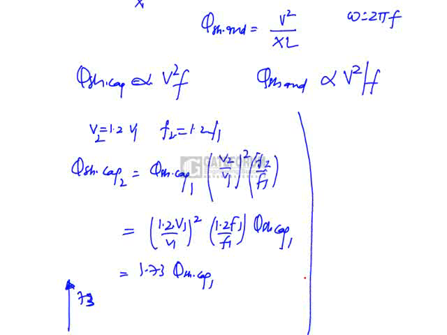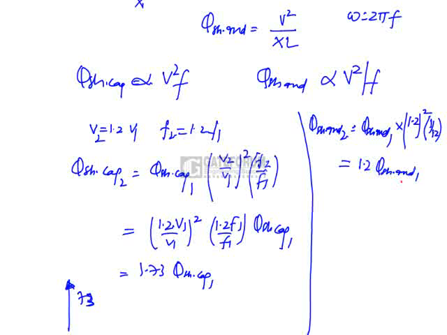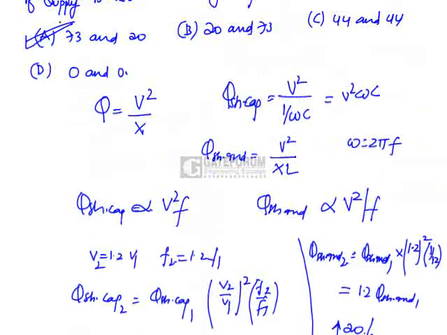Now what about shunt inductance? Q shunt inductor 2 is equal to Q shunt inductor 1 into V2 by V1 whole square, so this is 1.2 whole square into F1 by F2, so this is 1 by 1.2. This is 1.2 times Q shunt inductor 1. What does it mean? A 20% increase in reactive power for the inductor. So the answer is 73 and 20 respectively. So option A is the correct answer.